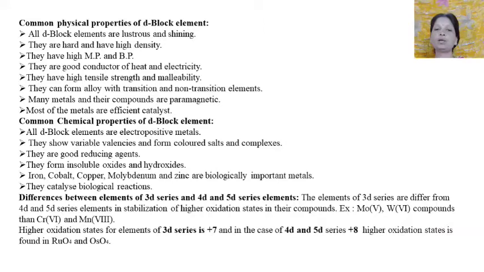They can form alloys with transition and non-transition elements. Many metals and their compounds are paramagnetic. Most of the metals are efficient catalysts. Now let us discuss some common chemical properties of d-block elements.